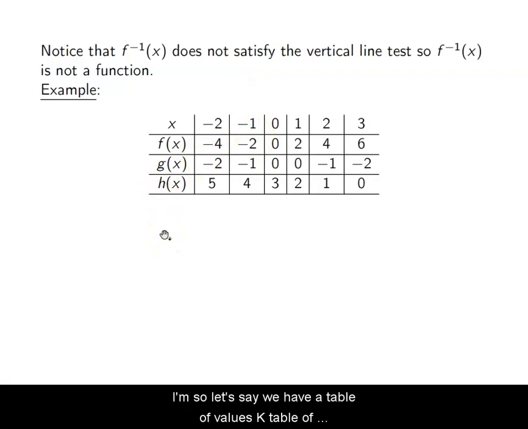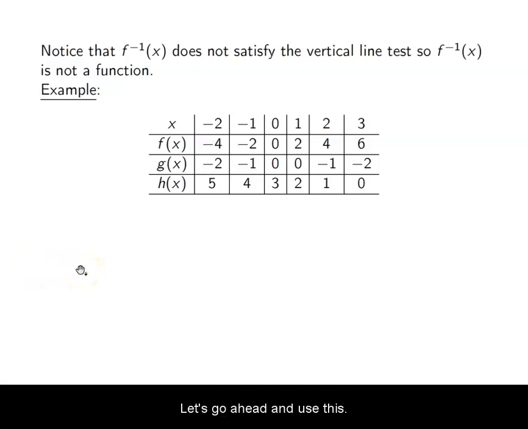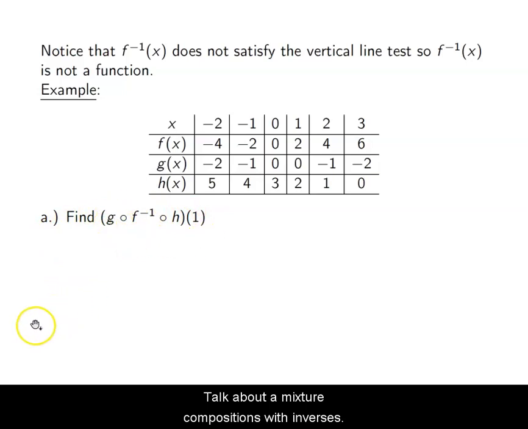Okay, let's do another example. So let's say we have a table of values. A table of values is nice because it makes composition of values easy to understand, and inverse functions are pretty easy as well. Okay, so let's use this and talk about a mixture of compositions with inverses. For composition of functions, remember we start with the closest function first, and then we make our way backwards, right? So I do have the answers written out, but first let's talk about this one at a time.